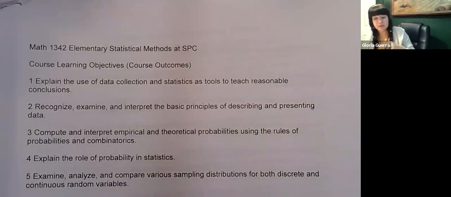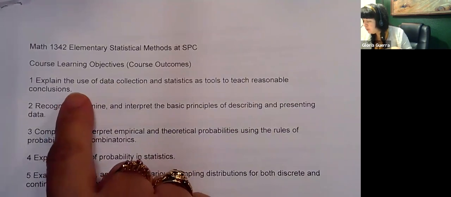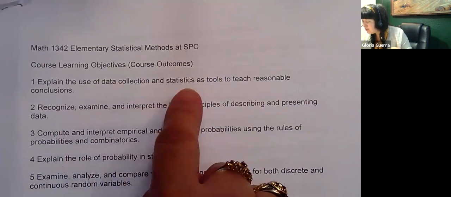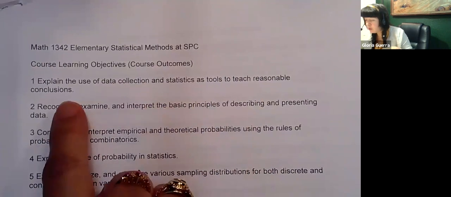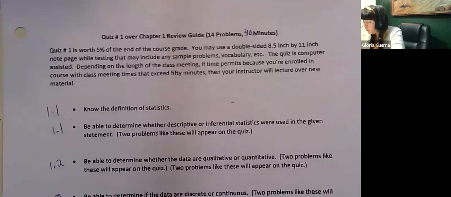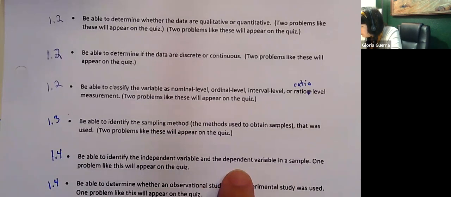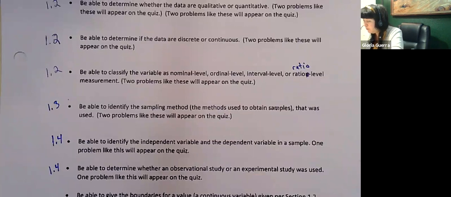Okay, hello class. So I just wanted to finish that section 1.4 recording. We're still going over our first objective, explaining the use of data collection and statistics as tools to reach reasonable conclusions. And again, our quiz 1.4 covers these ideas of dependent variables, independent variables, and then observational and experimental studies, on our study guide.